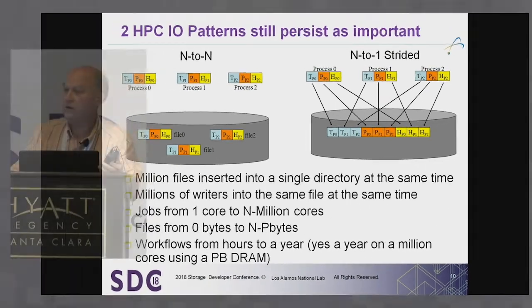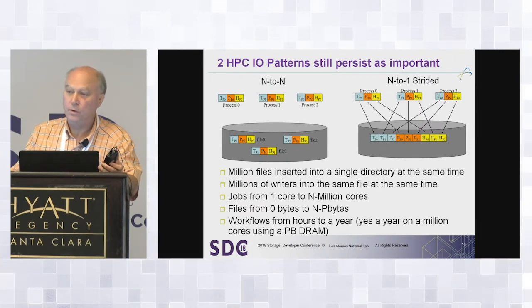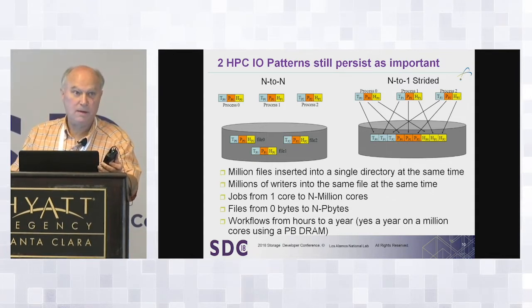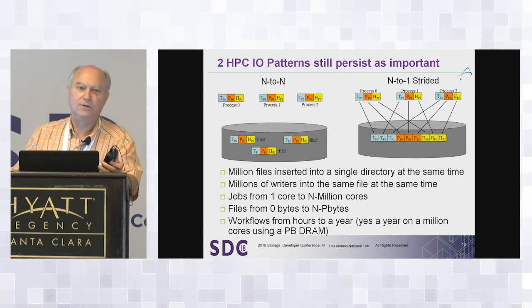Then there's N-to-1, where all million cores decide they want to write into the same file, so they all open the same file, and they all offset in slightly different patterns, and they write odd amounts, not necessarily the same amount, completely unstructured. So that's great on the metadata server and just beats the hell out of the data servers.